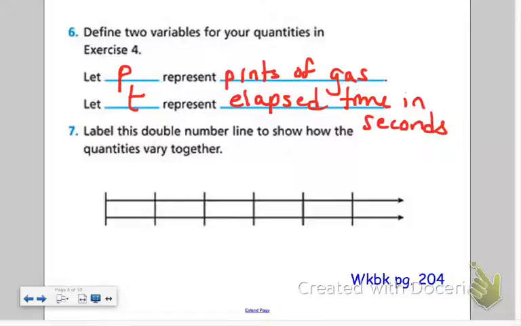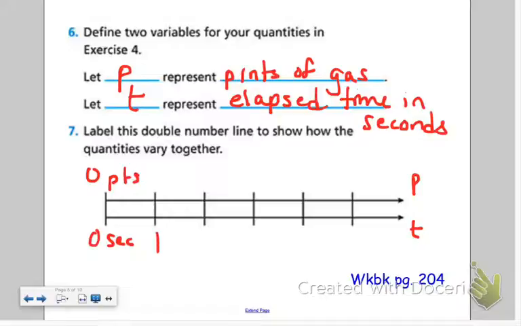So I'm going to put the time for the second number line, and I'm going to put the pints for the first number line. Because as the time increases, the more pints of gasoline are going to be flowing into the fuel tank. So let's say I'm talking about, let's just say 0 seconds. It's always good to start with 0. If I'm at 0 seconds, obviously I have 0 pints of gasoline.